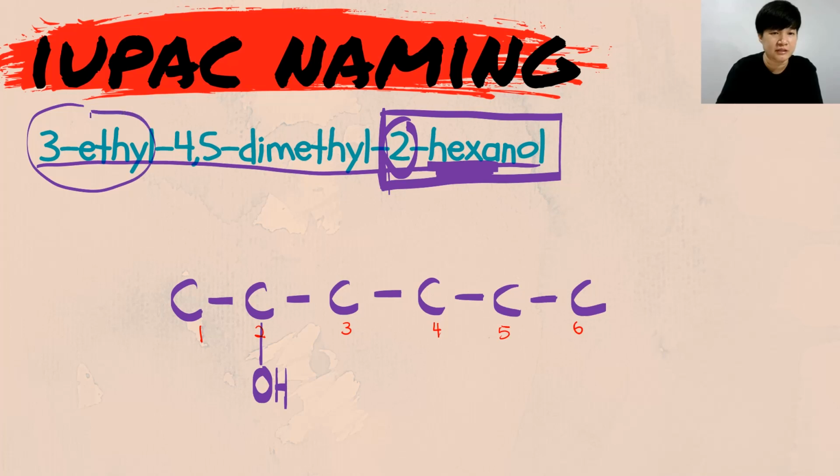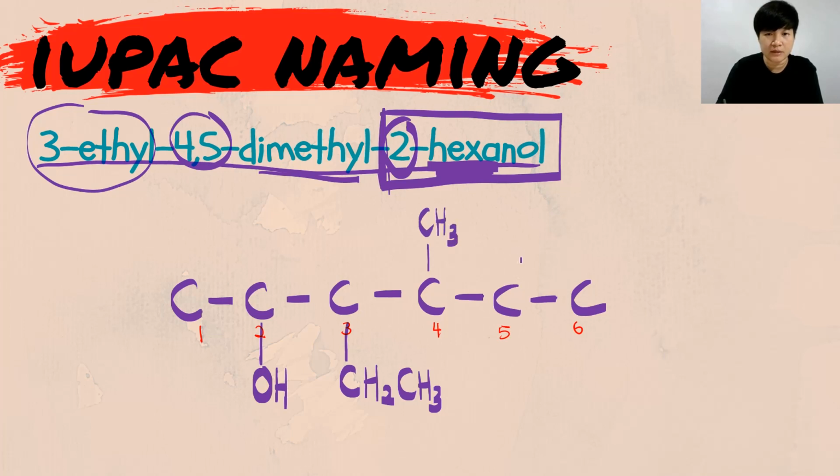We have 3-ethyl group. 1, 2, 3. Your carbon number 3 is holding an ethyl group. 4,5-dimethyl. So your carbon number 4 is holding a CH3. Your carbon number 5 is holding a CH3. And then you are done with this. Then only you complete each of the carbons with enough hydrogen.